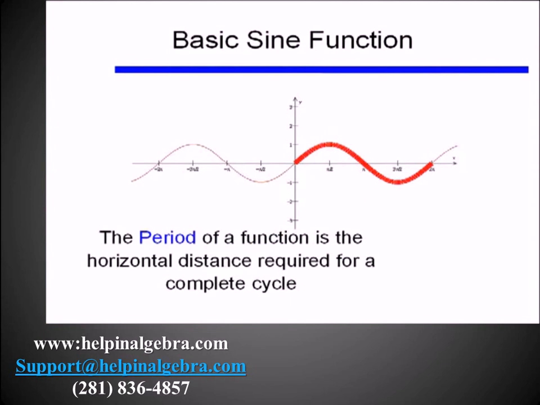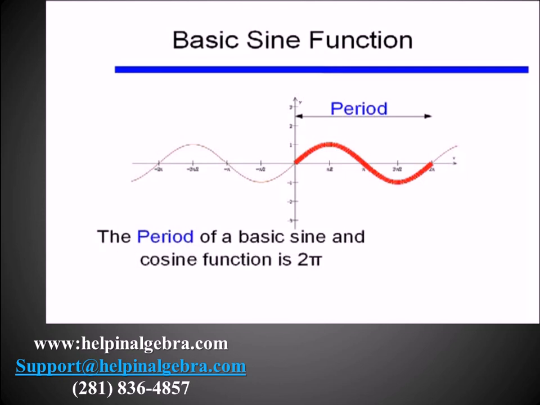It's called the period. The period of a function is the horizontal distance, that is the distance along the x-axis, required to have a complete cycle. Here on the sine function, you can see that the period goes from 0 to 2 pi. If this was in terms of degrees, it would have been from 0 to 360 degrees. So a basic sine function has a period of 2 pi, and that's also true for the cosine function.